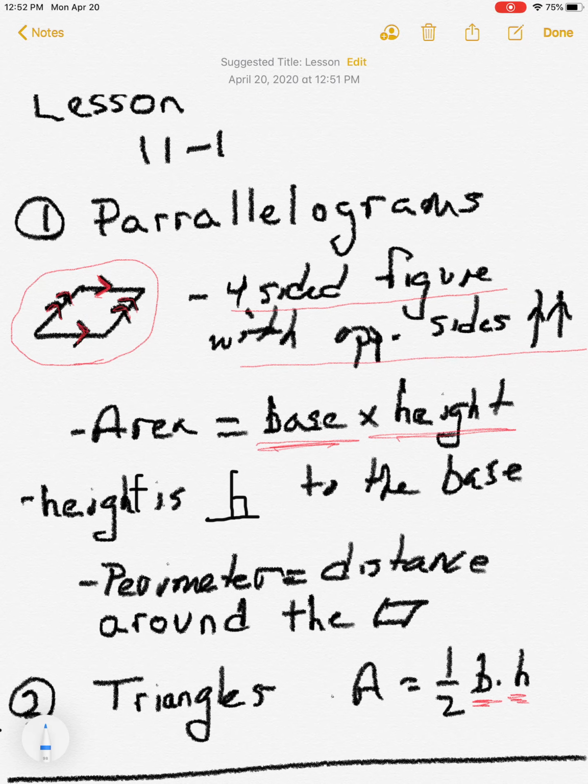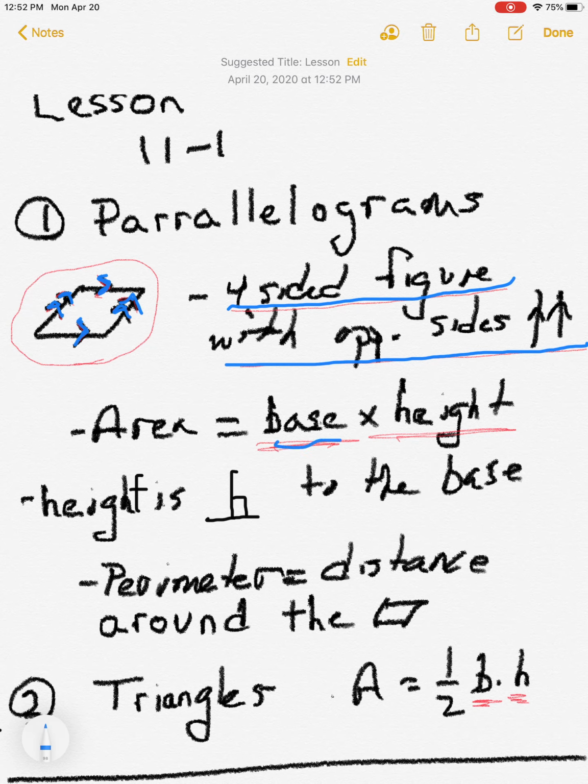First of all, we'll start with a parallelogram. What is a parallelogram? A parallelogram is a four-sided figure in which the opposite sides are parallel. And the symbol for parallel typically is just two lines with two arrows. So we notice here that the top and the bottom are parallel because they have single arrows. The left and the right are parallel. They have double arrows.